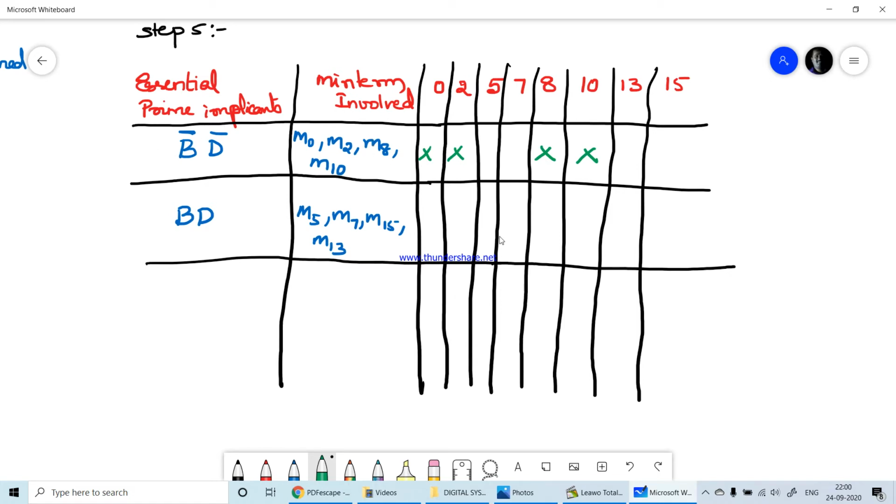Similarly for BD, I have 5, 7, 15, and 13. Now this cross mark you have put only for those minterms which are involved in getting the essential prime implicants. Now my job is to put a circle for those crosses in a particular column where we have only a single cross. For those minterms you put a circle.